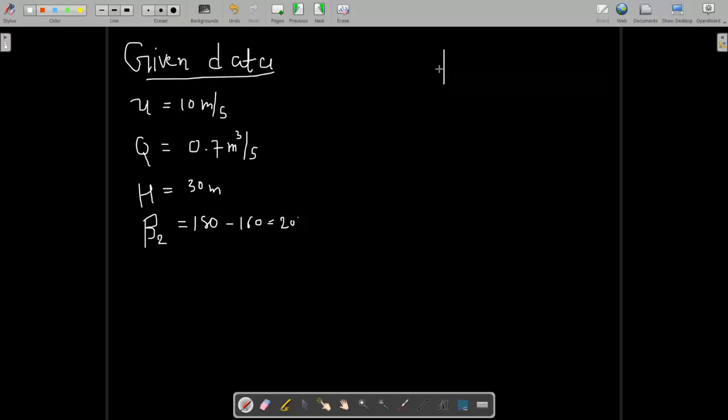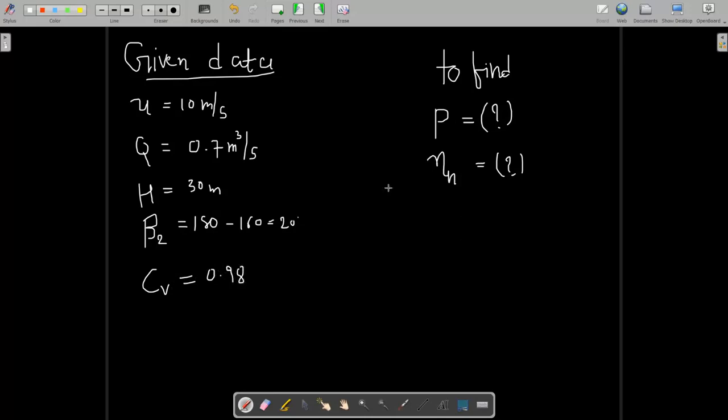So what we have to find out: first the power output from the turbine and hydraulic efficiency of the turbine. Okay, and also one data is given, that CV value is 0.98.